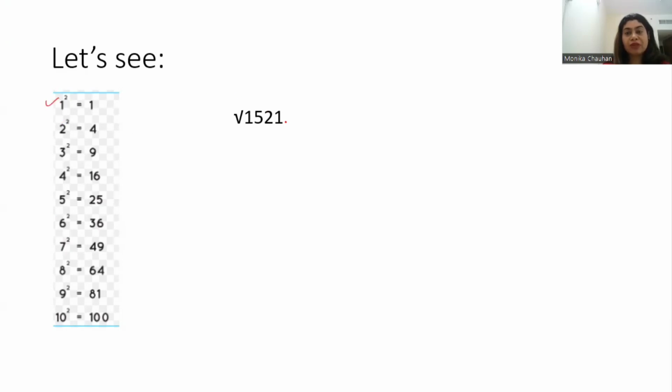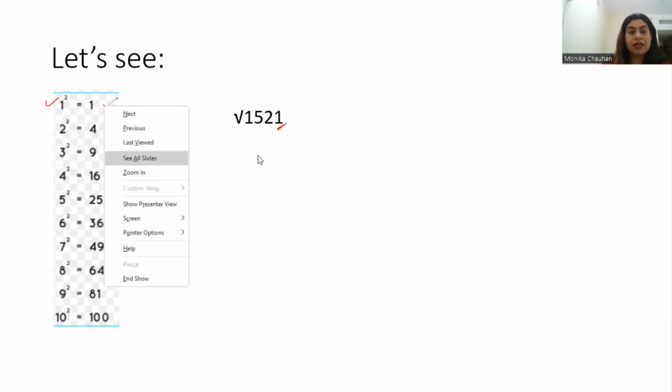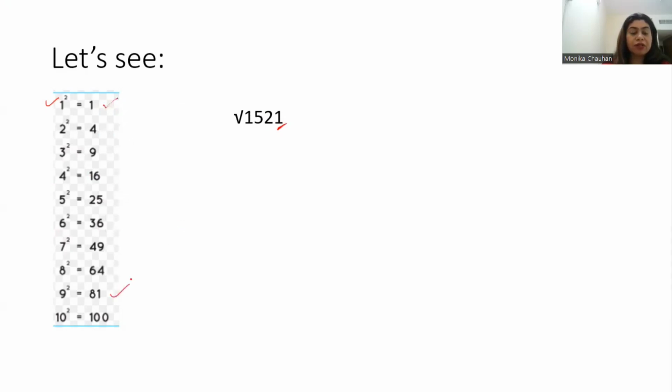In such cases, you have to look at the last digit. It is 1. So I have 1 over here, and I have 1 over here. So in two cases I have 1. Either it is 1 or 9. Circle it. So either I will have 1 or I will have 9. I don't know what my last digit would be, so I will just leave it like this.